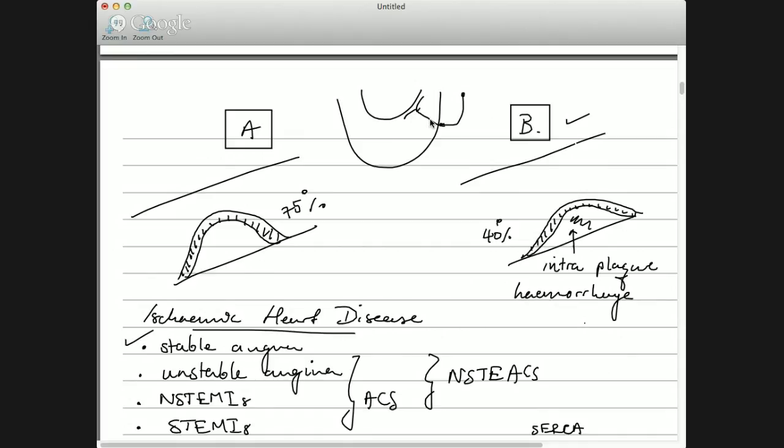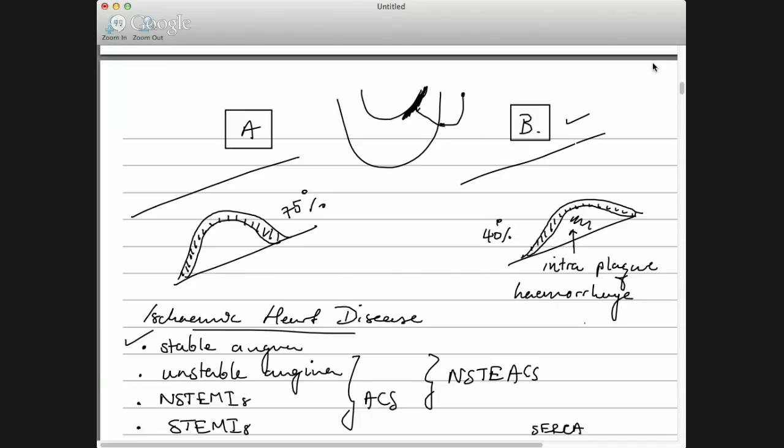So if you have ischemia after exercise, or in stable angina or unstable angina or NSTEMI, it's this muscle that starts to die off first. That is consistent with ST depression. Now, a STEMI is a different kettle of fish.